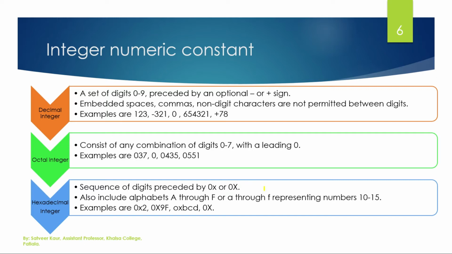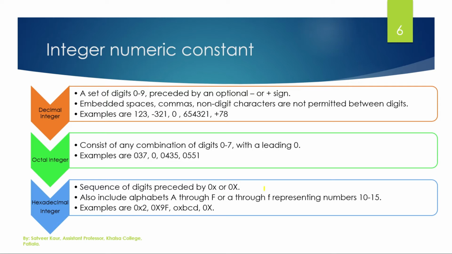The next is octal integer. It is a combination of digits 0 to 7 with a leading 0. For example, 037 is an octal integer. 0, 0435, 0551. All these are examples of octal integers.